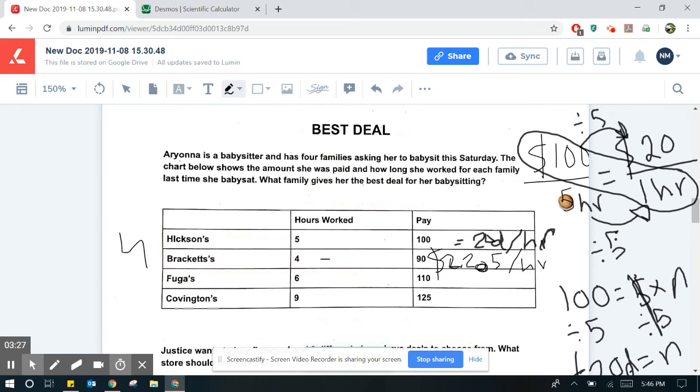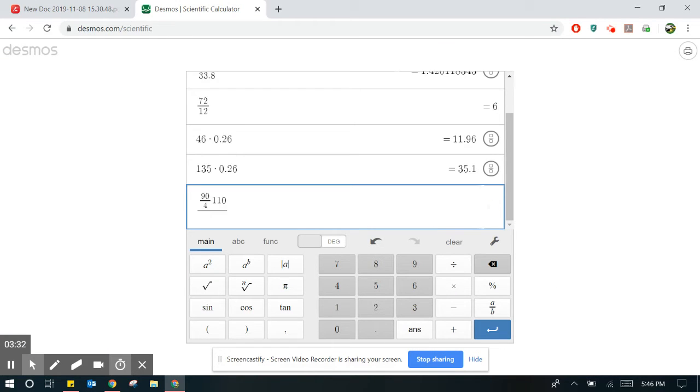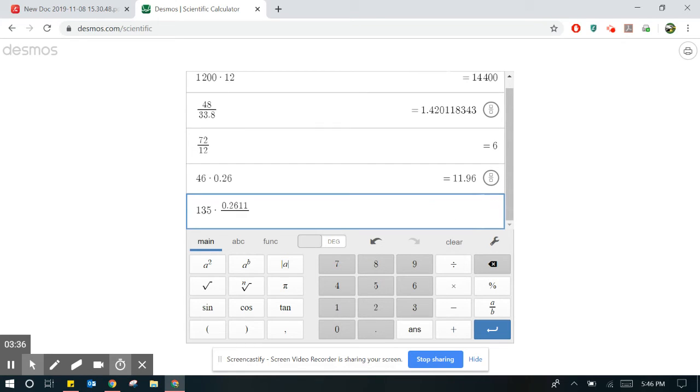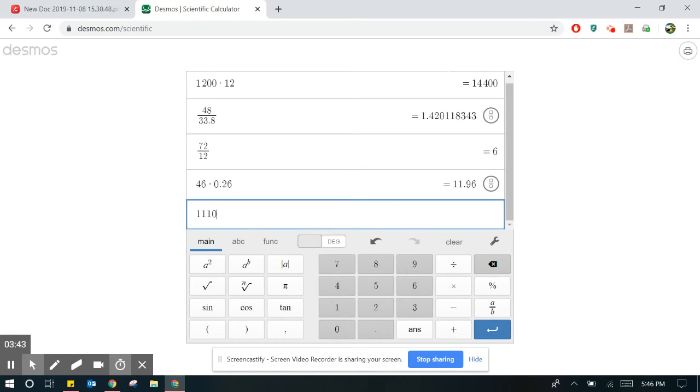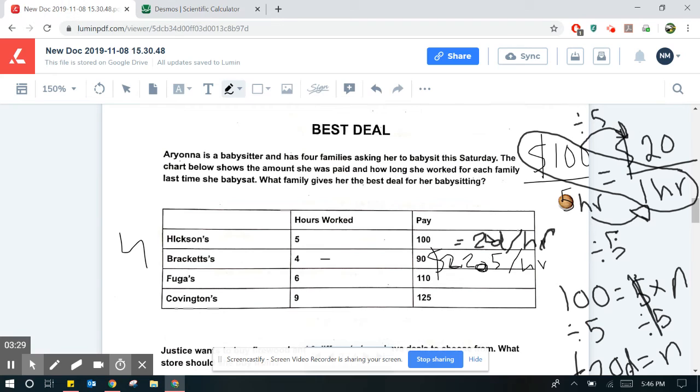So then we'd go to Dr. Fuga, and he pays $110 for 6 hours. That's $110 divided by 6 hours, and that is wrong. I'll clear this. 110 divided by 6 is 18.3. So that's going to be $18.3 per hour.